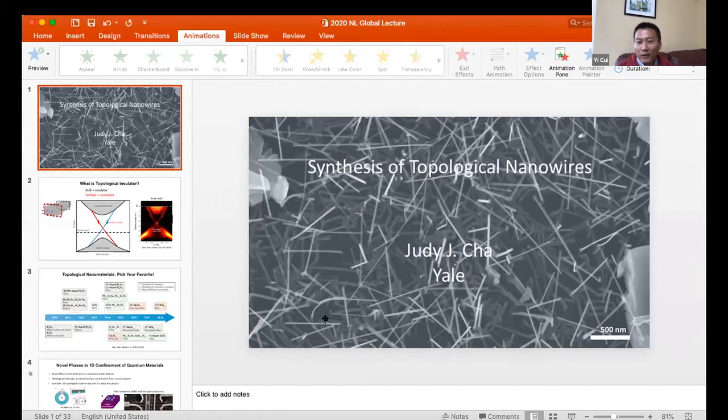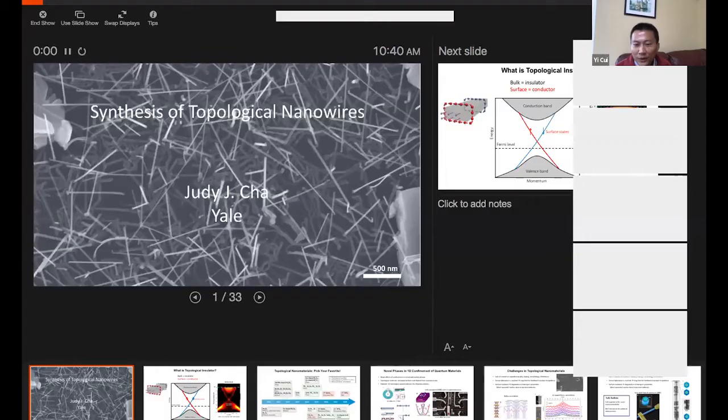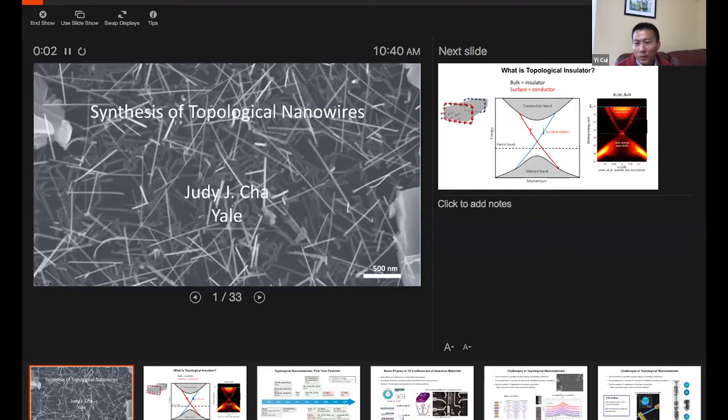Judy is Associate Professor of Mechanical Engineering and Material Science at Yale University. She received her PhD from Cornell University and did her postdoc here at Stanford. She has been pioneering the synthesis of topological nanomaterials in the past decade. She has done many nice research works and has won many awards. She has been recognized with the Gordon and Betty Moore Foundation's EPIQS Quantum Material Synthesis Investigator Award and an NSF Career Award. She also won the IBM Faculty Award. With that, I will hand this over to Judy.